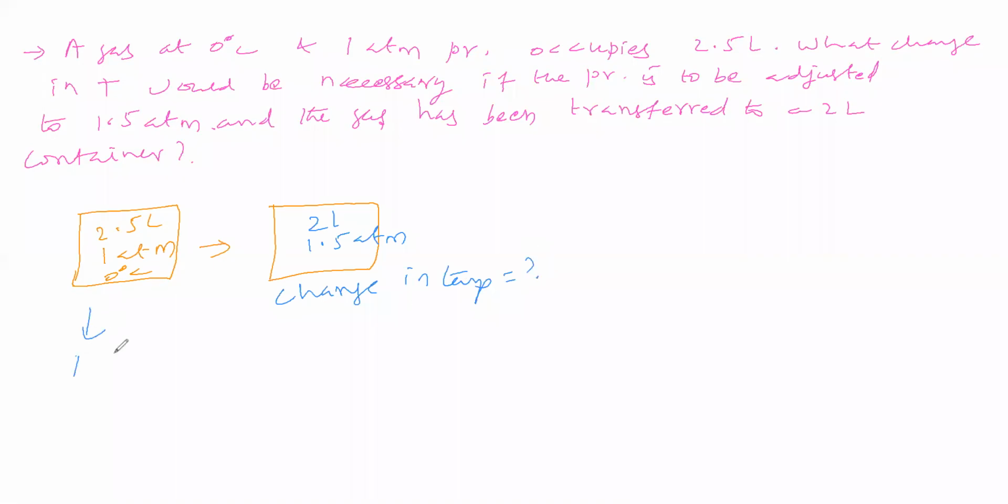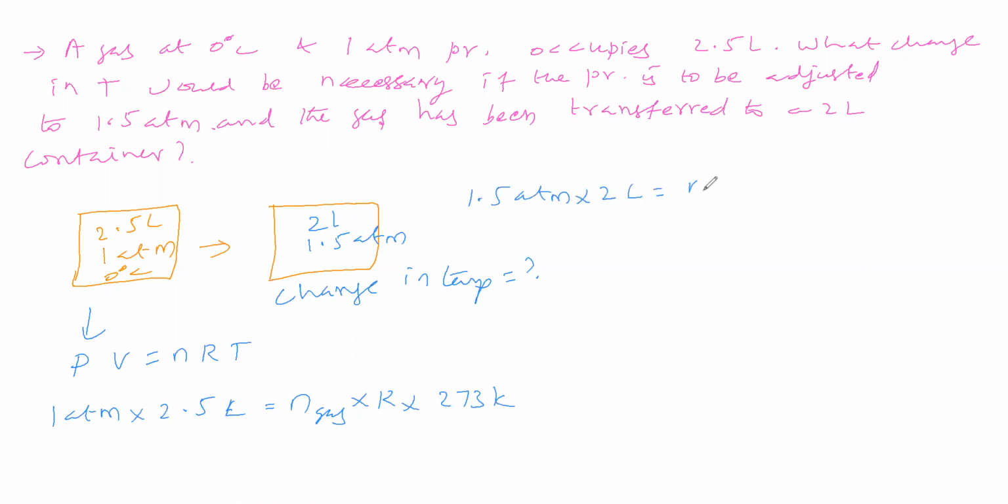For this we will take PV is equal to nRT. Now pressure we will substitute 1 atmosphere, volume 2.5 liter, number of moles of gas, and temperature is 0 degrees Celsius, convert into Kelvin. For the second, we will substitute pressure 1.5 atmosphere, volume 2 liter, number of moles of gas, and temperature we do not know. This is the first equation, this is the second equation. Let us divide 1 by 2.